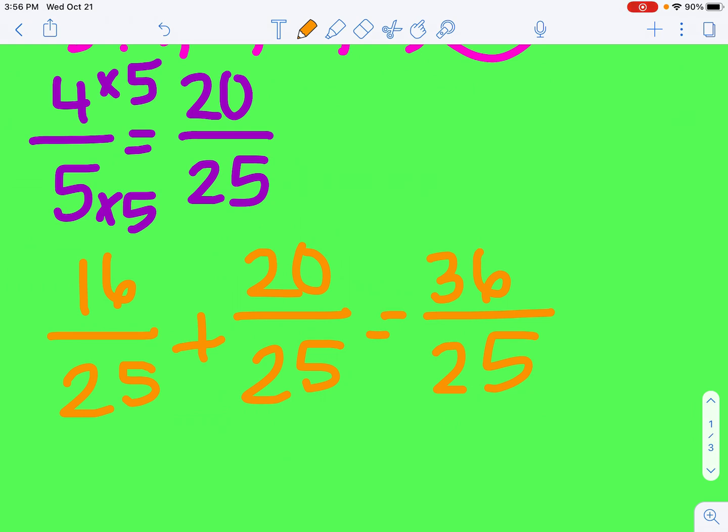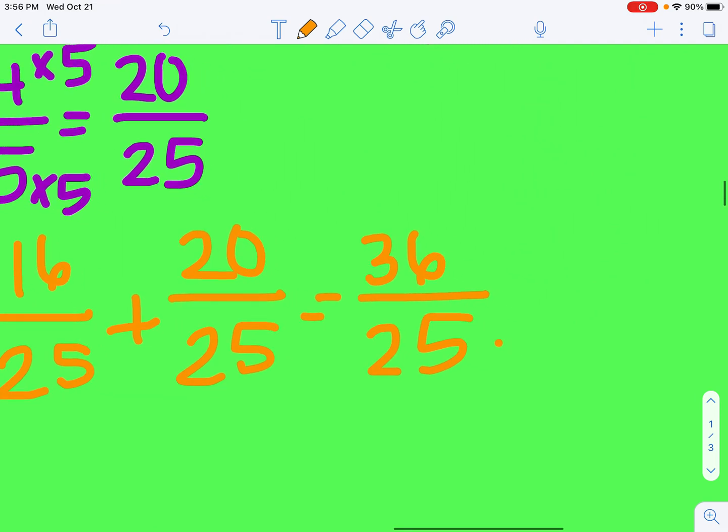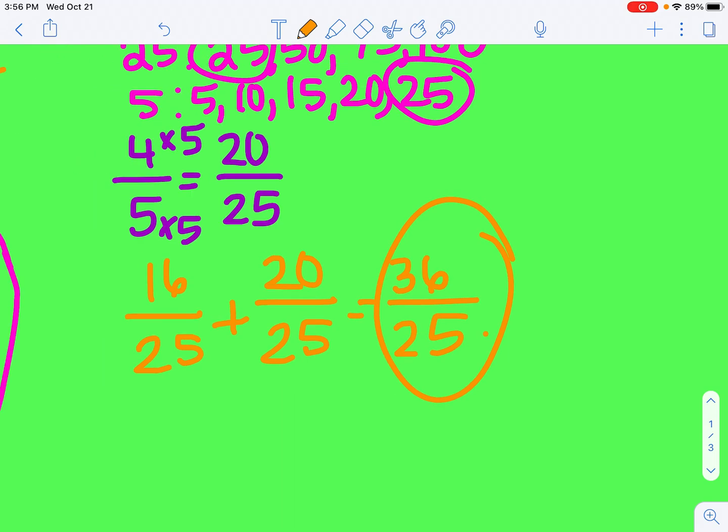Alright, so now we need to think to ourselves, can I simplify that number? I can't. The bottom number is not divisible by 2. The bottom number is not divisible by 3. The top number is not divisible by 5. Neither number is divisible by 7, and neither number is divisible by 11. So 36 over 25 gives me my answer.